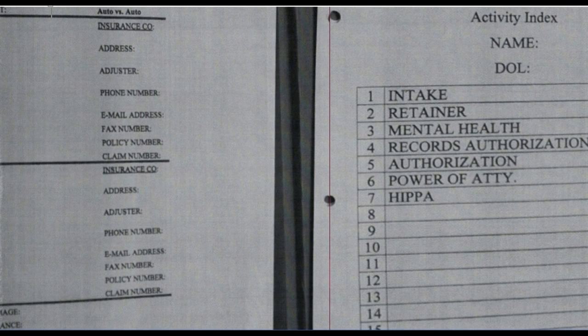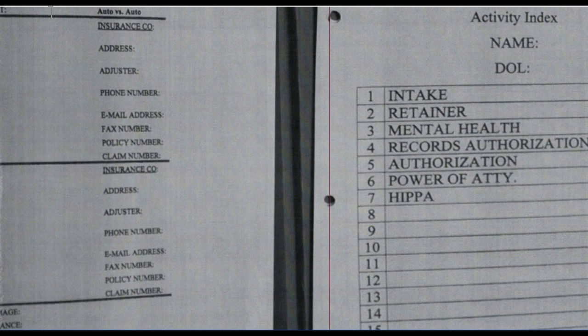You're going to put the name of your client, the date of loss, which is the date of the accident, and then you're going to see numbered the intake, the retainer, and each one of the documents that they sign: the mental health authorization, the records authorization, power of attorney, and the HIPAA form. There are 3 documents that they're going to sign that need to be notarized.